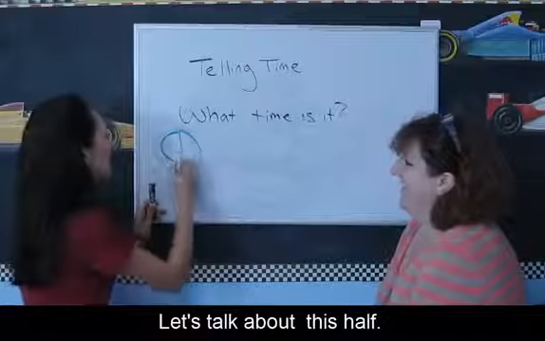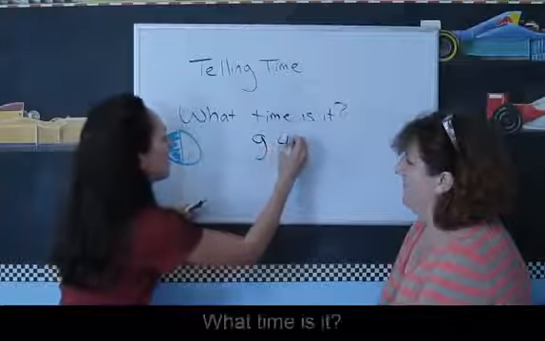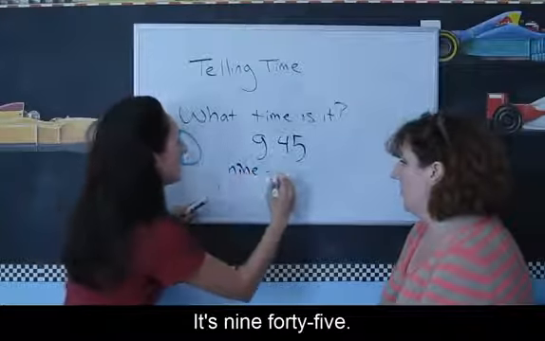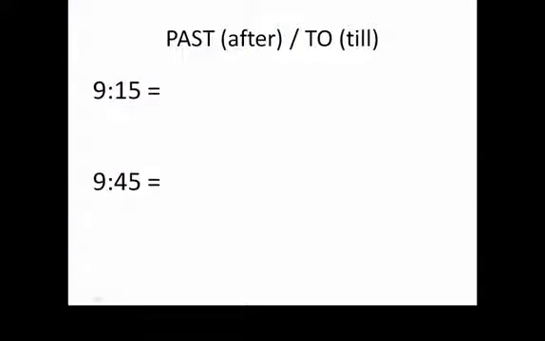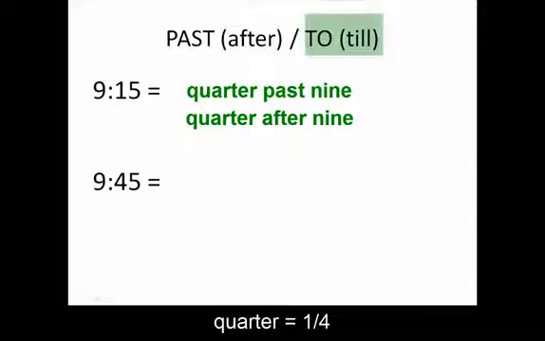Let's talk about this half. So instead of 9:15, I'll write this. What time is it? It's 9:45. Good. Do you understand these words? We use past for the first half of the clock. For example, 9:15 is also quarter past nine or quarter after nine.